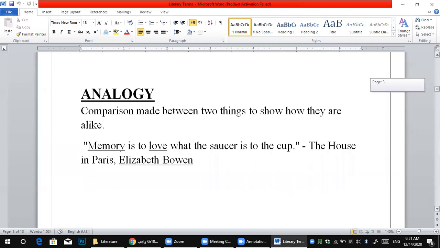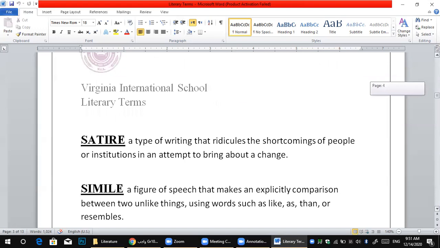After that, we talked about analogy. Analogy means a comparison between two things to show how they are alike. For example, memory is to love as the saucer is to the cup. So here we make a comparison between memory and love. So here is an analogy. Why analogy? Because it's a comparison between two things.